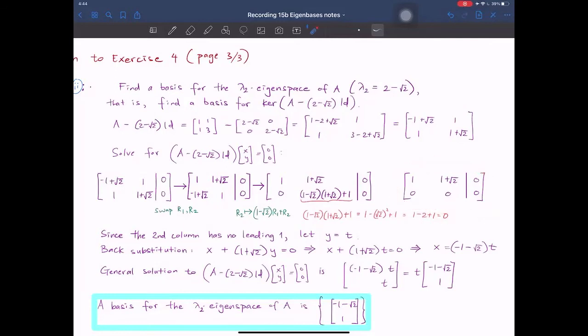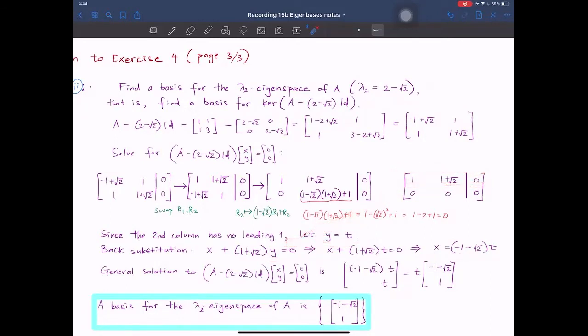I see that the second column has no leading one, so I let y be a parameter. I take this first row. This is equivalent to this equation. And I replace y with t. So I then get x is equal to -1 minus square root of 2 times t.